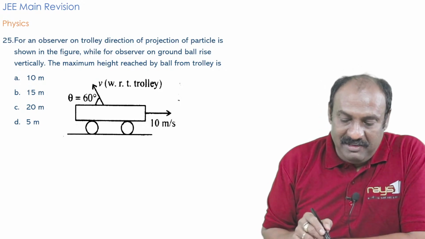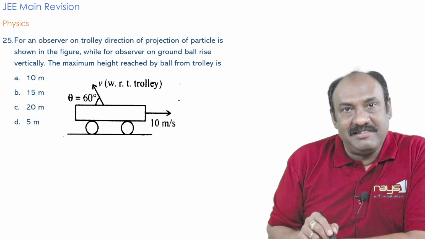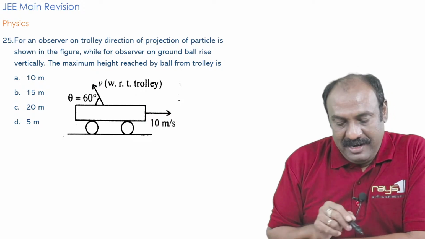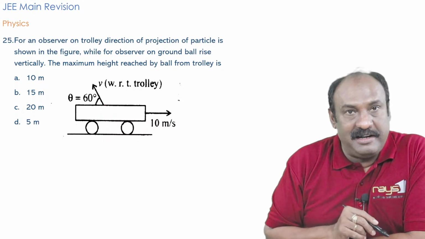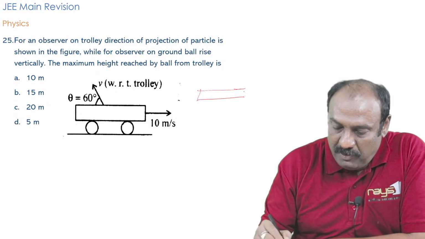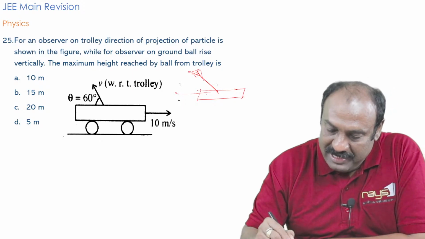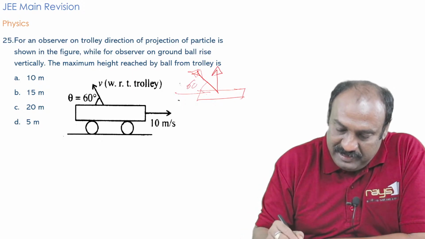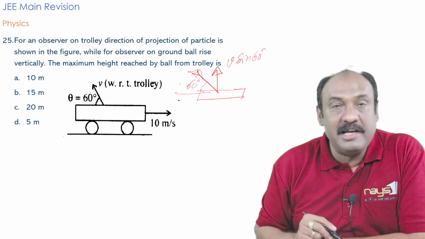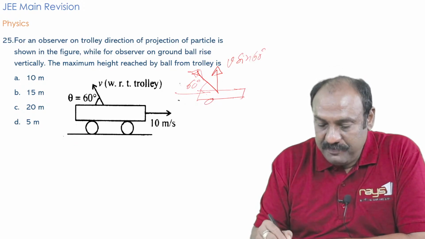So the ball is thrown from the trolley with velocity v. The ball is thrown with velocity v with respect to the trolley, and it is thrown at an angle 60 degree with the horizontal. So what is the vertical component of the ball here? With respect to the trolley, it is 60 degree. So it is v sin 60 degree, the vertical component of the velocity of the ball with respect to the trolley.